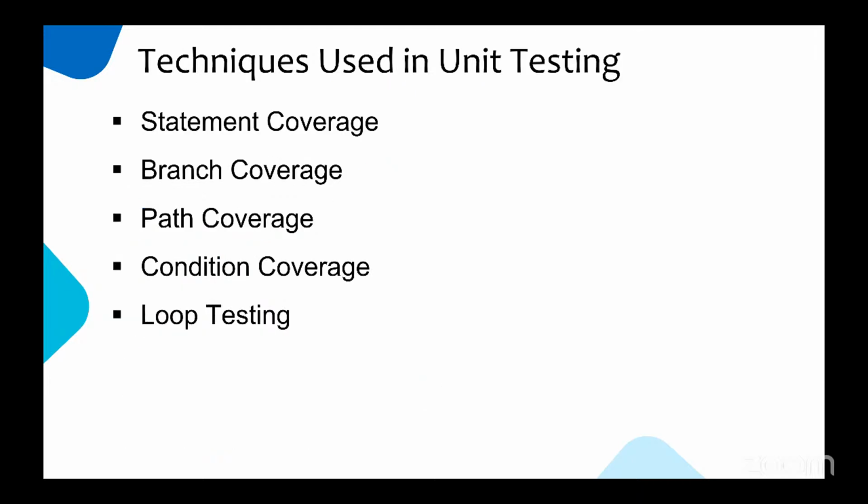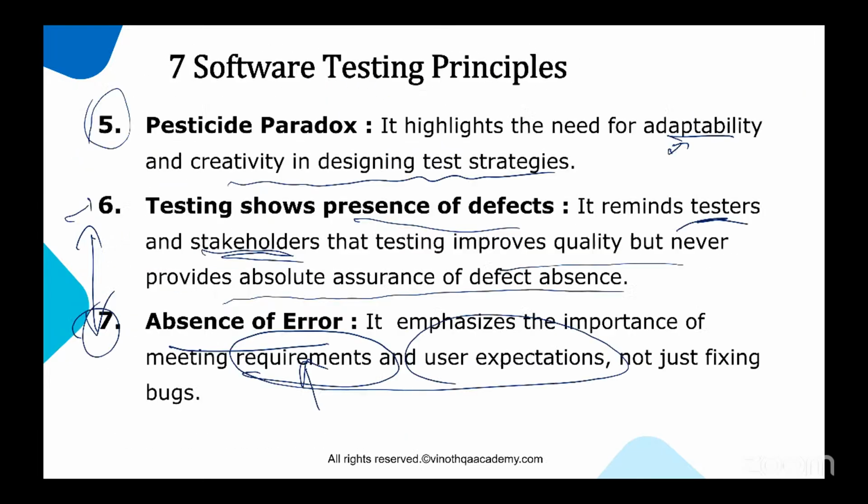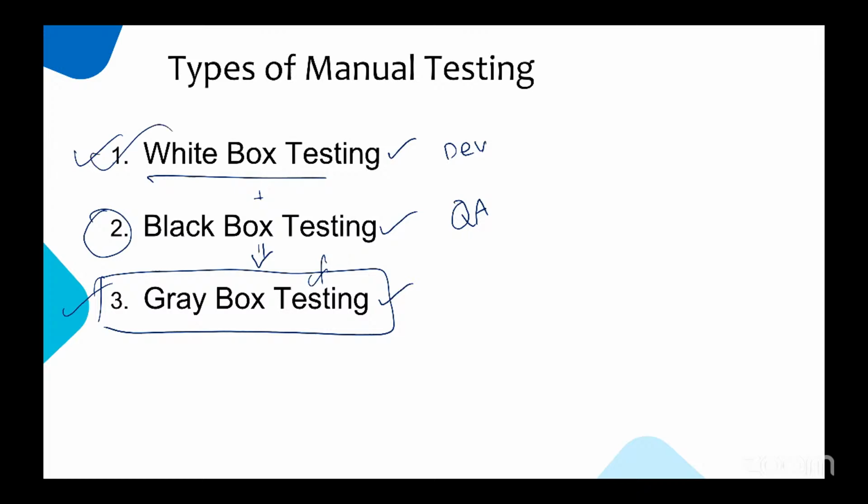And they follow these five techniques. Of course, this is not important for us. Maybe for knowledge purposes, there is something called statement coverage, branch, path, conditional, and looping testing. You can Google it, if not now, then later once you complete all the syllabus. So these are the techniques they will use. In the same way, we will also use some techniques. We will discuss that later. So this is white box testing. The first one is done.